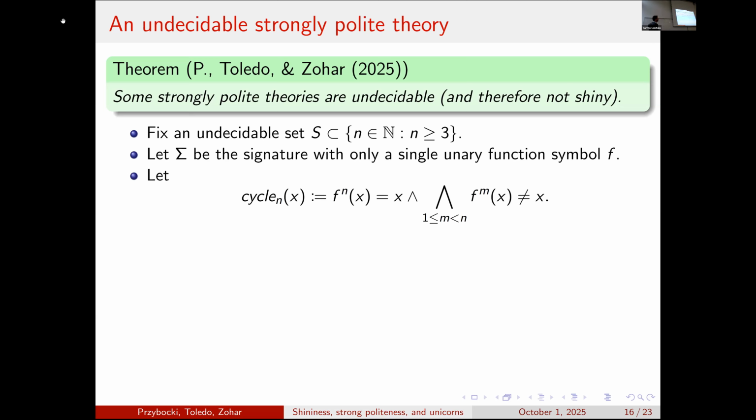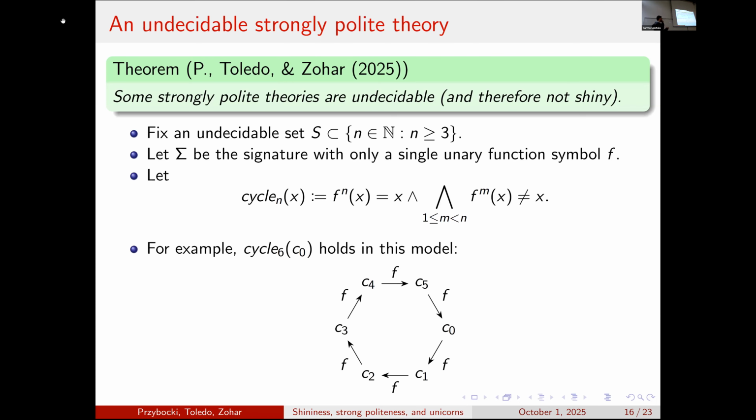Okay, so I want to introduce this abbreviation, cycle_n of x, which intuitively means that the orbit of x under f is of size n. So more precisely, it means that if we apply f to x n times, we get back to x, and applying f any fewer than n times does not result in x. So I use this superscript notation to mean f of f of f of ... of x, where there are n f's. So it's f iterated n times.